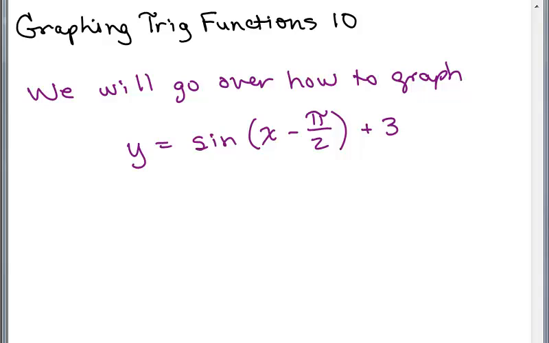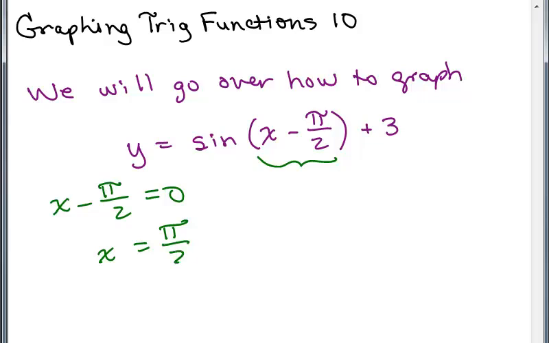This is part 10 of graphing trig functions. We're continuing to graph sine functions, and in this video we're going to do y equals the sine of x minus pi over 2 plus 3. First of all, we notice that in the parentheses we've got x minus pi over 2, so that has to do with the phase shift, and if we set that equal to 0, we have x equals pi over 2.